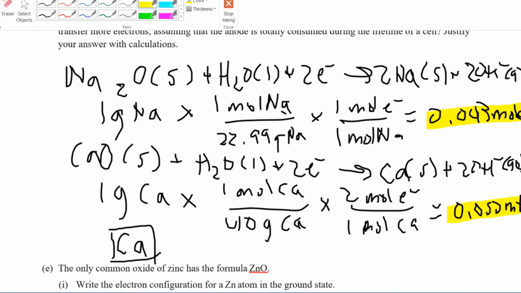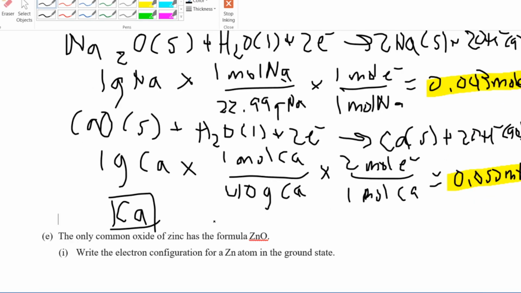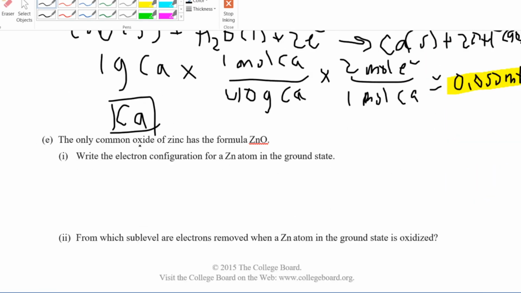Ca. Box that in. Great. And now we're almost done. The only common oxide of zinc has the formula ZnO. Write the electron configuration for a zinc atom in the ground state. For this one, we're going to be looking at our periodic table.